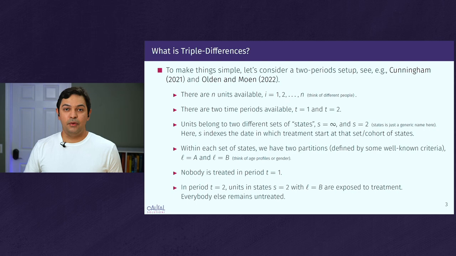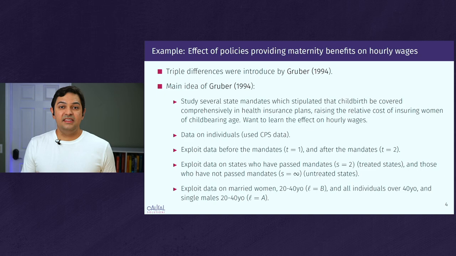So in order to make this discussion more concrete and potentially more intuitive, let's go back to the founding father of triple differences. To the best of my knowledge, triple differences was introduced for the first time in the literature by Gruber in this very influential paper of 1994. The main idea of this paper is to study if a state passes a mandate in which it stipulates that from that point onward, childbirth is going to be comprehensively covered in health insurance.